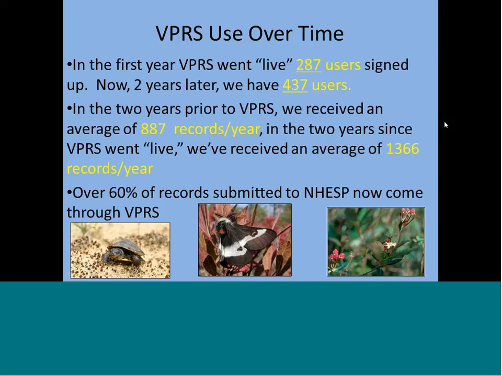We also had a bit of a theory that we might actually increase the number of submittals that we would get. And so we looked at the 2 years prior to VPRS going live to compare to the 2 years that we've had since. And on average, we got a little under 900 records a year. And in the 2 years since, we've averaged over 1,350. So we have a significant jump in the numbers of records that we're getting in. So at this point, over 60% of our records come through the VPRS system.